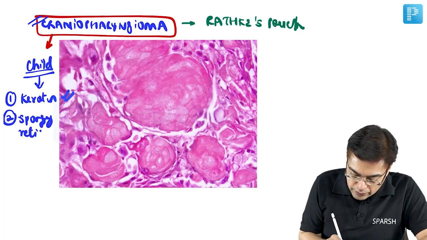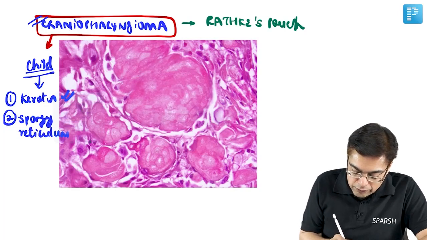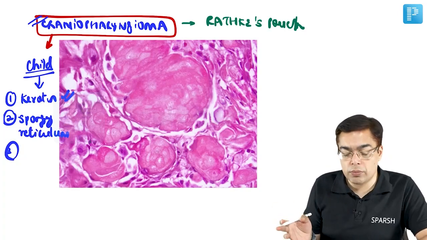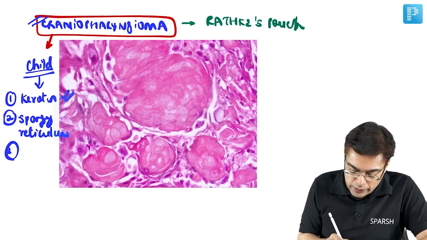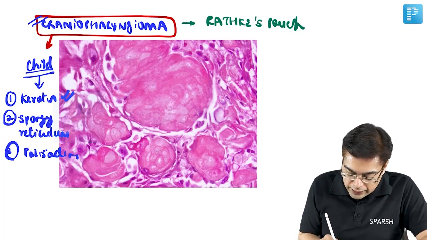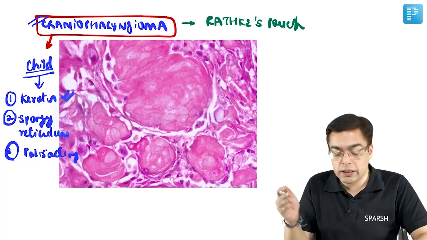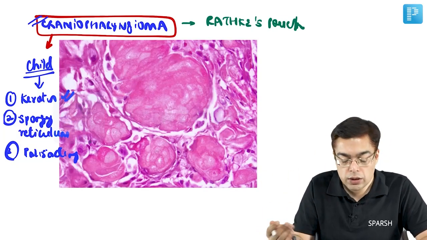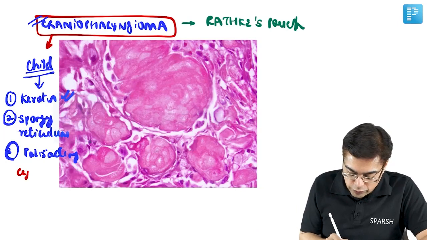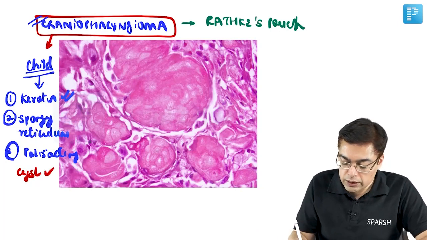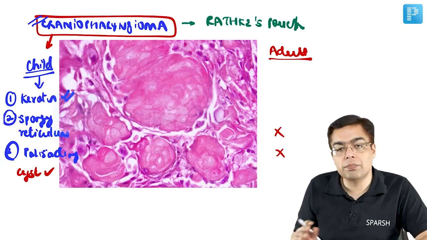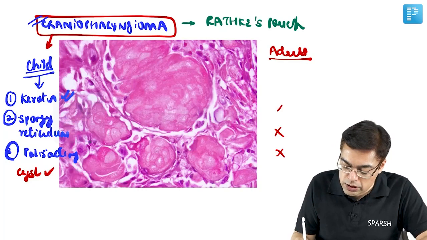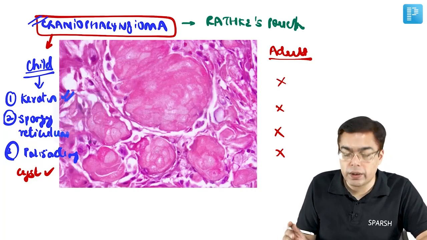Spongy reticulum. Additionally, please be familiar with the fact that whenever we are talking about childhood craniopharyngioma, which is technically called adamantinomatous craniopharyngioma, this also has the presence of a peripheral palisading. In complete contrast, the adult variant is not going to have the presence of a cystic mass, which obviously is another important thing I can mention here. So yes, there is the presence of a cystic mass in the childhood variant. The adult variant does not have a cystic mass, does not have any peripheral palisading, does not have a spongy reticulum, and does not have wet keratin.